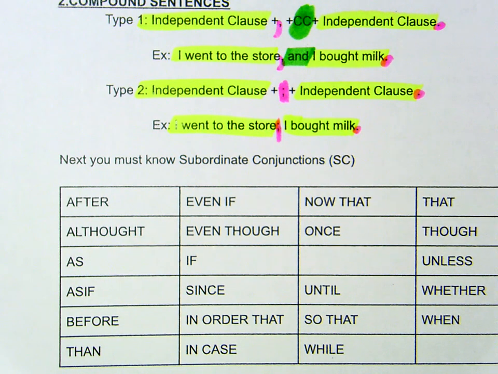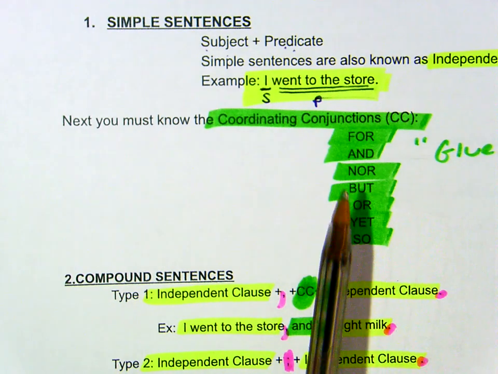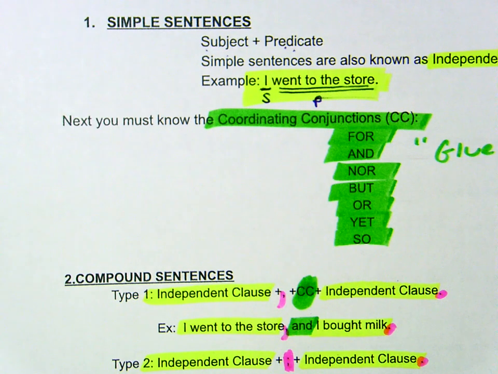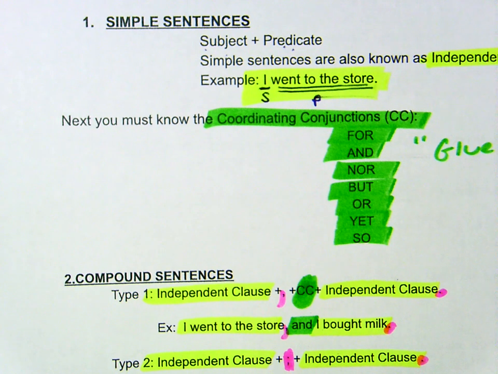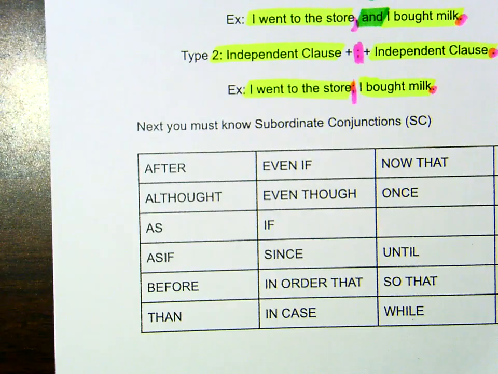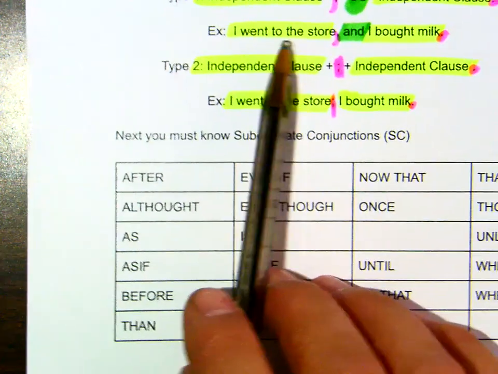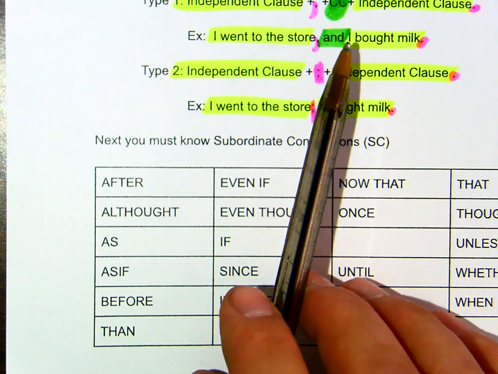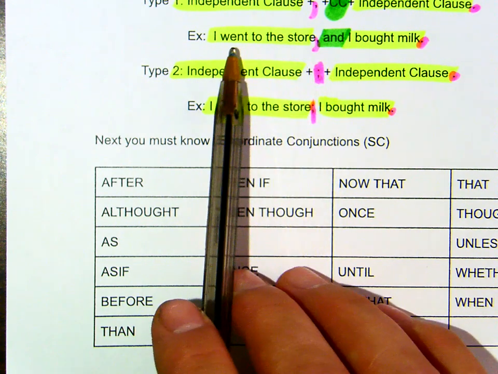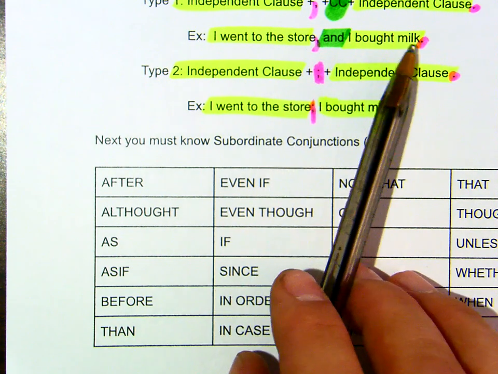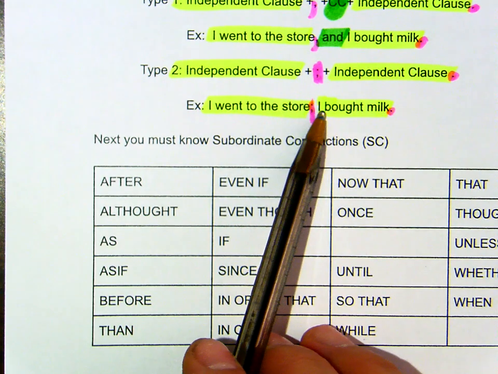Okay, so far you have a basic sentence, an independent clause, a simple sentence. I went to the store, or he went to the store, she went to the store. If you wanted to combine two ideas like that, you would add a coordinating conjunction like and say, I went to the store, comma, and I bought milk. Or you could join it with a semicolon like that.